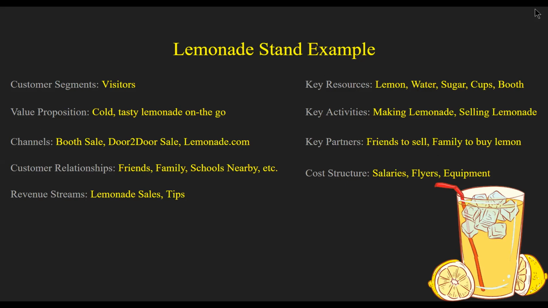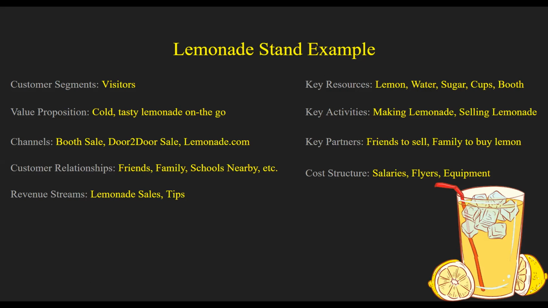The key partners could be, you could have friends to sell. This isn't a really correct idea, because friends to sell should be inside the customer segments part, but friends who come to work with you or who help you make lemonade or help you buy the ingredients for lemonade could be set as key partners.